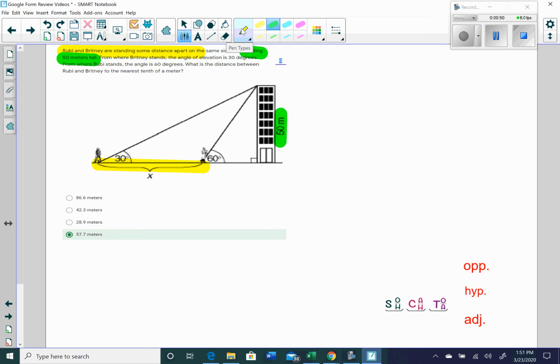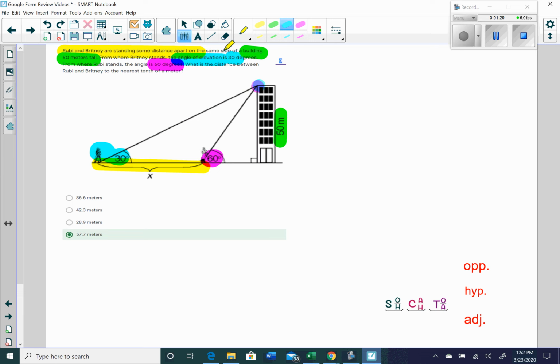From where Brittany stands, the angle of elevation is 30 degrees. From where Ruby stands, the angle is 60 degrees. So remember, an angle of elevation is always going to have to be along the ground looking up. So if you look at where Brittany is, right here, this is her looking up at a 30-degree angle to the top of that building. And then if you look at Ruby, she has a 60-degree angle looking up to the top of that building. Both of them happen to be looking in the same spot, but from a different place.